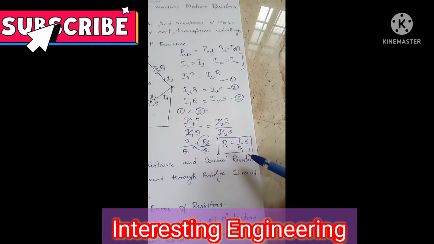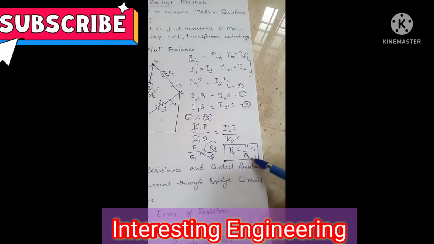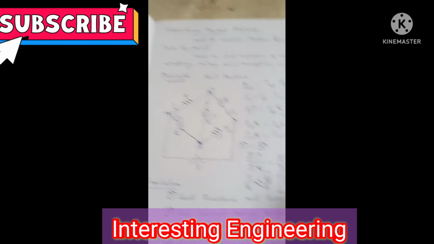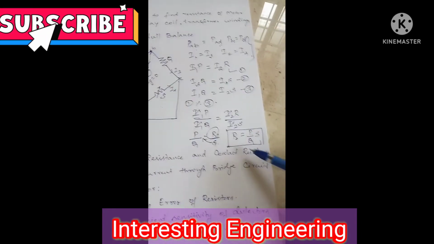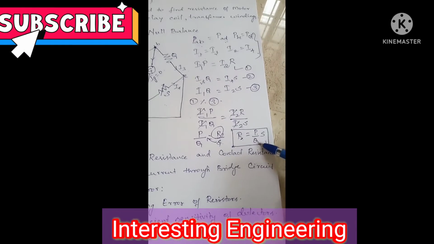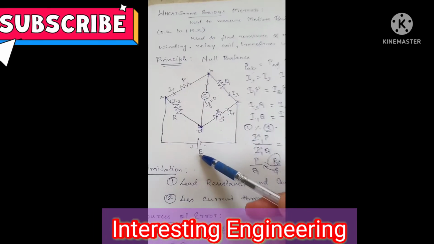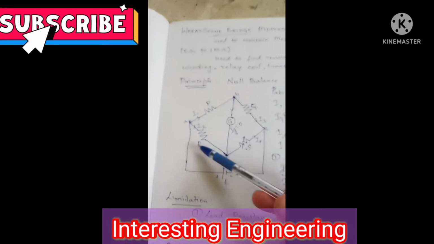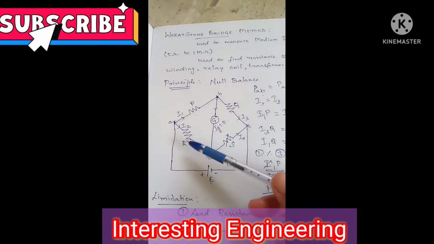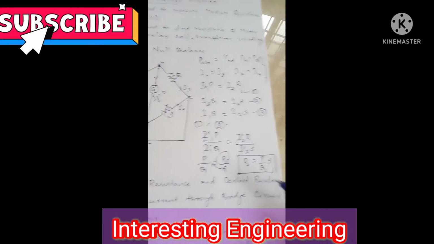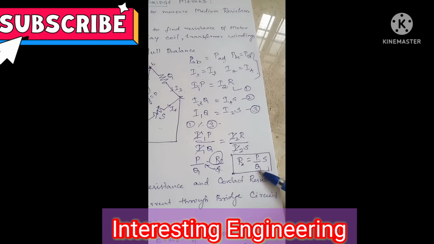So when we check in this resistance equation, it is independent of voltage source. So in this bridge circuit, the unknown resistance R is independent of the voltage source used. So we can make use of any sort of voltage source here. So this unknown resistance R can be calculated by P by Q into S. So this is our resistance equation.